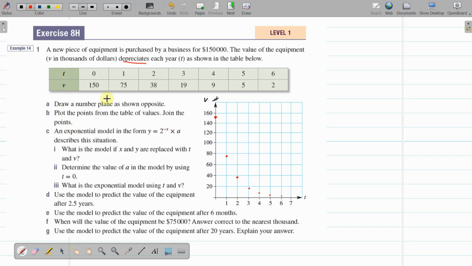Plot the points, join the points. Let's join the points. And we see pretty clearly that it's not a straight line depreciation, it's a curve downwards, gradually working our way down that way. So that's part A done, part B done. Part C we're going to do over here.